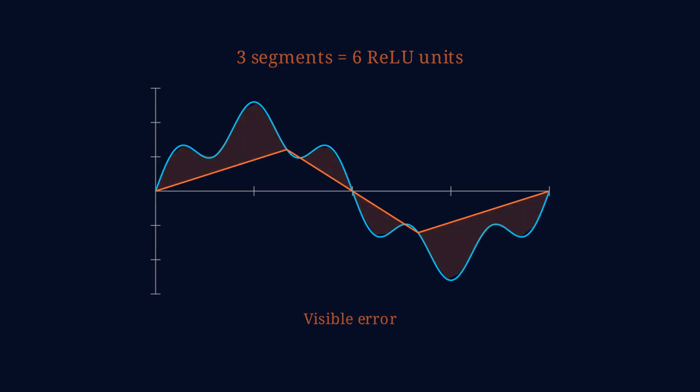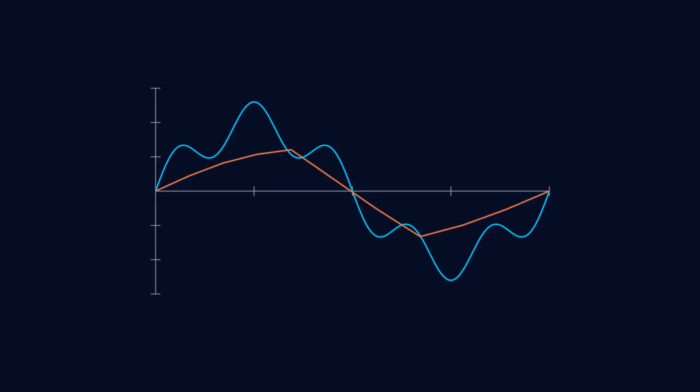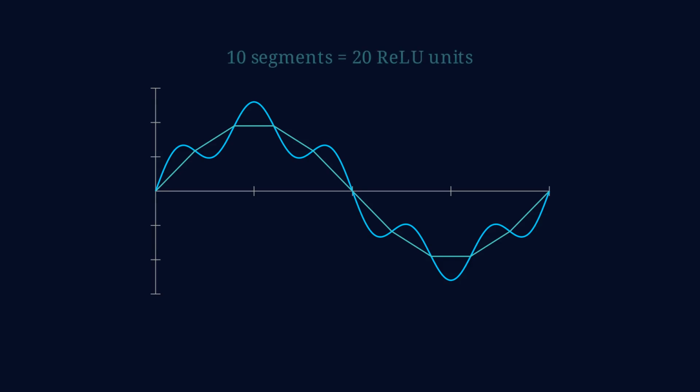Add more segments. 10 segments instead of 3. Each segment is narrower, and the slopes are adjusted to better match the local slope of the curve. The approximation is much tighter. The error, the maximum distance between the curve and the approximation, has shrunk. We've used 20 ReLU units to create 10 segments. The pattern is clear: more neurons, more segments, better approximation.